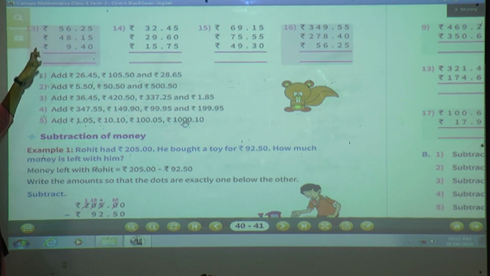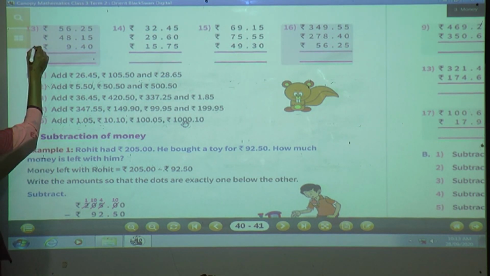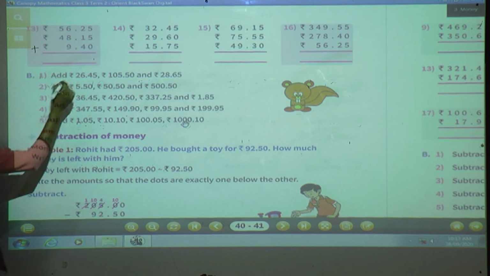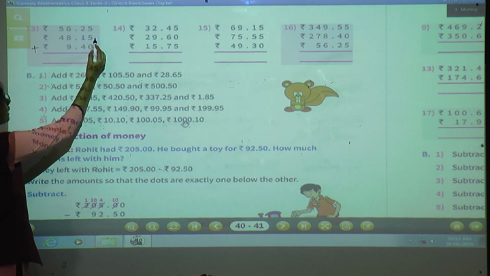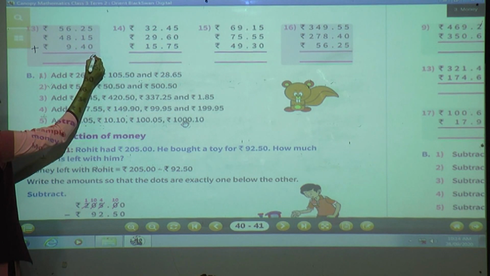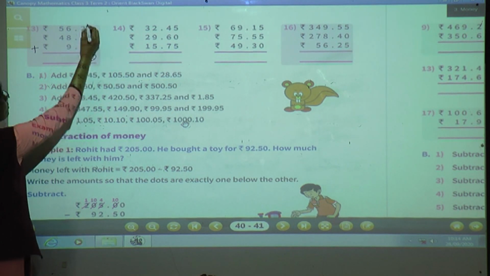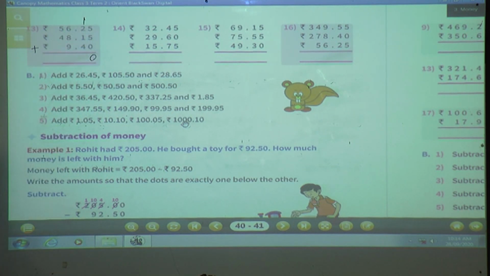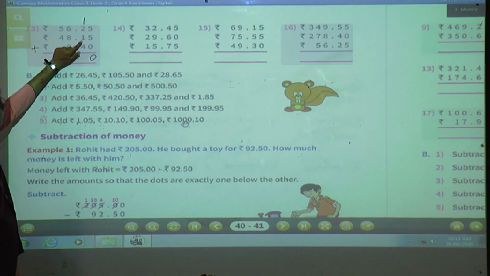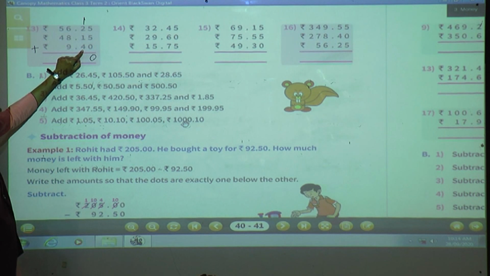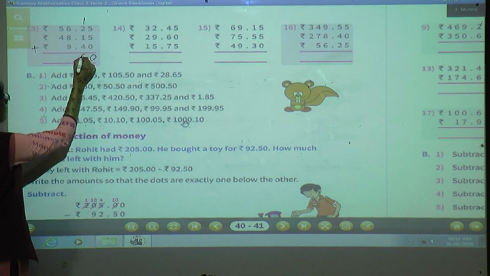Here you can see 3 numbers are there. Okay, rupees 56.25 plus rupees 48.15 and rupees 9.40. Give a plus sign and start from the paise. Here 5 plus 5, 10. 10 plus 0, 10. So write here 0 and 1 as a carry. Then 1 plus 2, 3. 3 plus 1, 4, and 4 plus 4 again 8. So we'll write here 8.